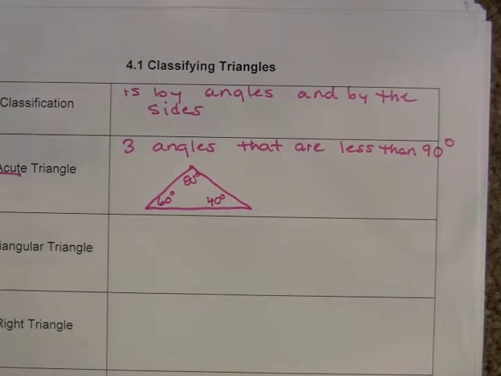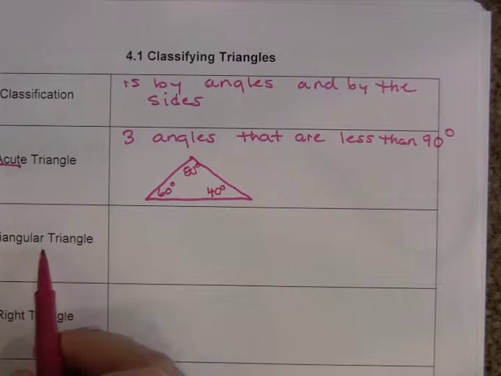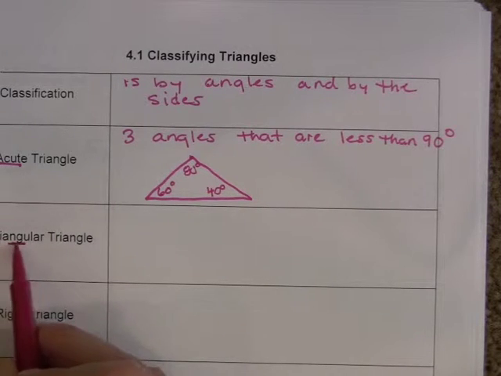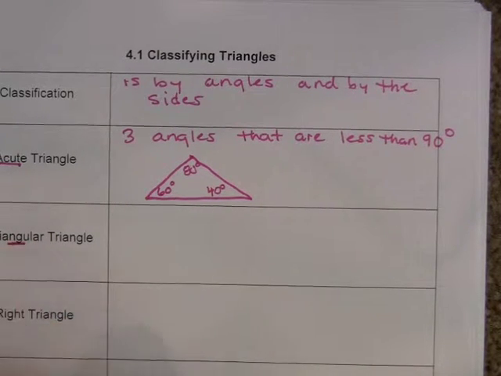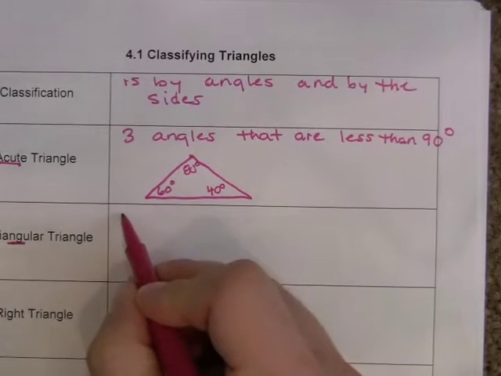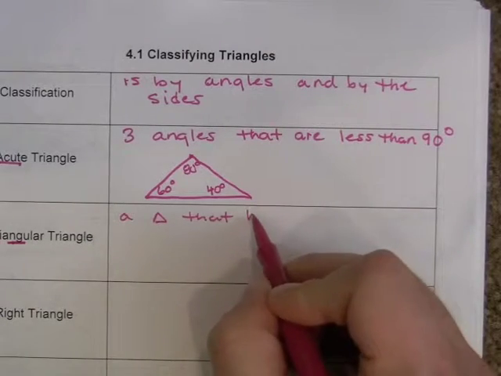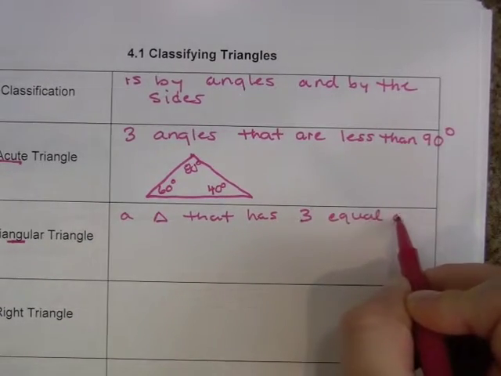The next type we call is an equiangular triangle. Now, an equiangular triangle, if you look at the word here, you see equal, and you almost see the word angle in there. So this is a triangle that has equal angles. So a triangle that has three equal angles.